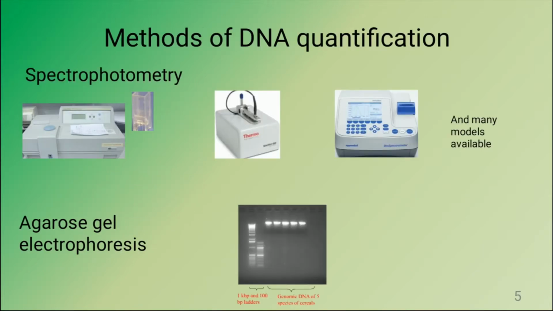In general, two methods are followed for quantifying the DNA concentration. First one is spectrophotometry. It is machine based and it will take relatively less time. And another method is called agarose gel electrophoresis. It is a classical method. We can visualize the DNA quality along with calculating the quantity. In this video, we will see about the spectrophotometry method of quantifying DNA.